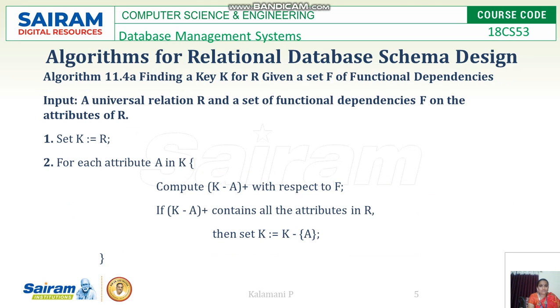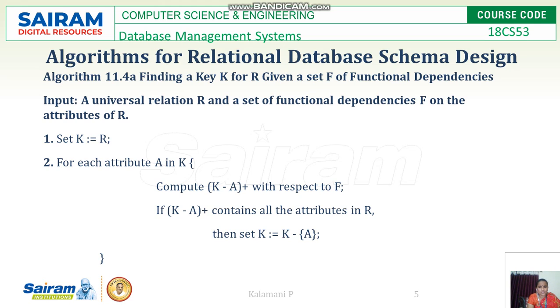The next thing is the algorithm for finding a key K for R. The key is called K and the relation is called R, for a given set F of functional dependencies. The input we give for this algorithm is a universal relation R and a set of functional dependencies F on the attributes of R. For all the algorithms the input is the same: the universal relation R and the set of functional dependencies F on the attributes of R.